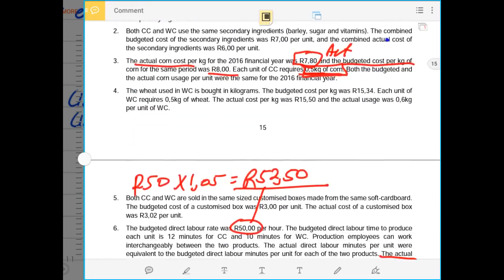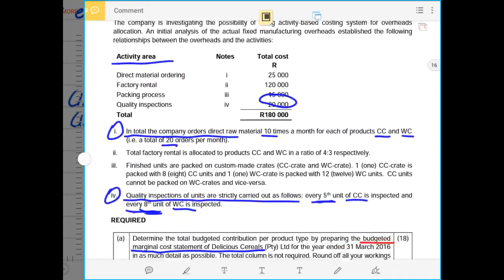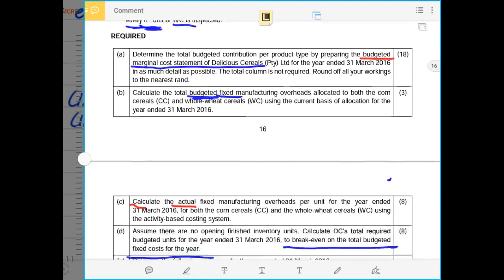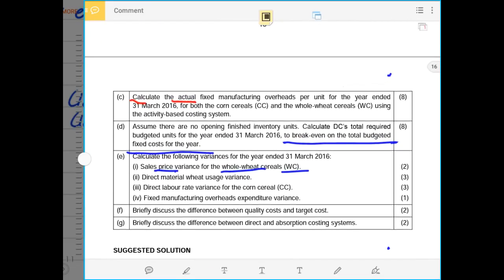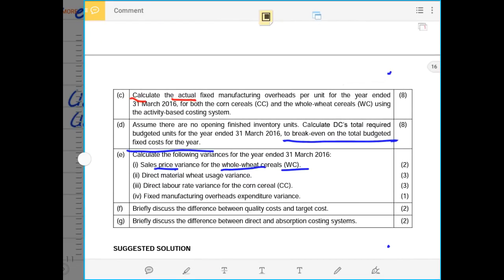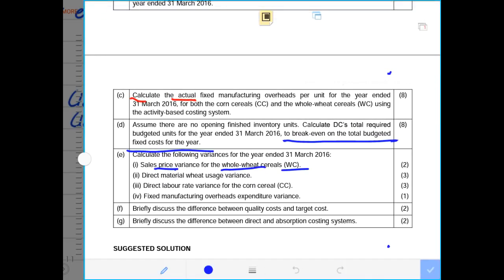So now this was requirement number C, and I go to the last requirement because I will not do the theory part of the question. This was requirement number D. Remember, this was break-even inventory units. They said assume that there's no opening, calculate the total required budgeted units. So it's not value, it's the units. We just stop at the units.